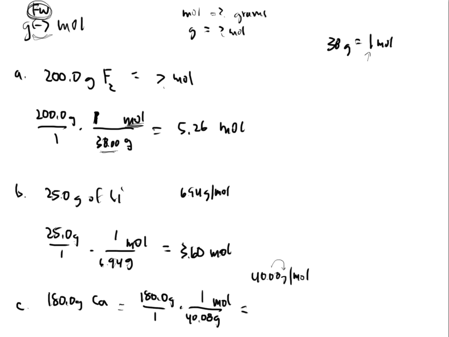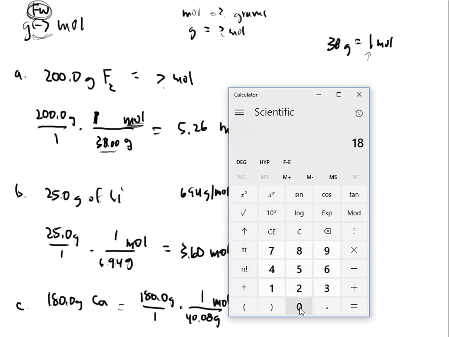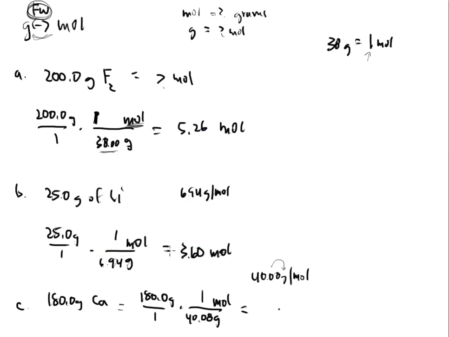So I'm going to take 180, and I'm going to divide it by 40.08. I hit enter, and I'm going to get 4.49 as an answer. So 4.49 moles is how much stuff we have present when we weigh out 180 grams of calcium.